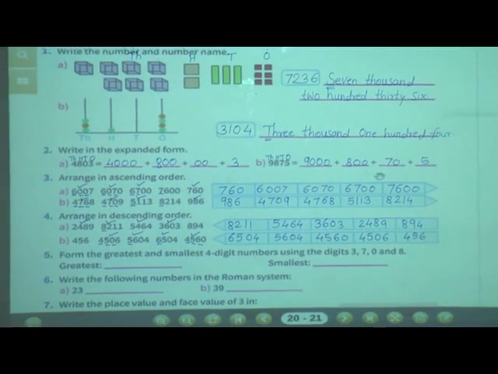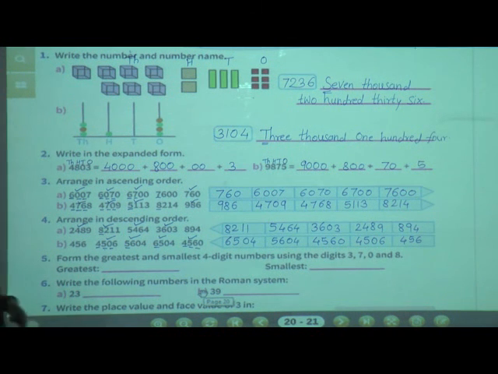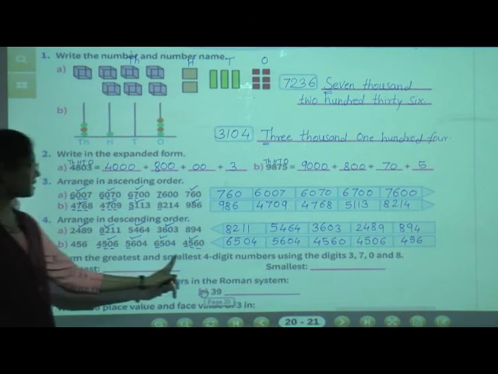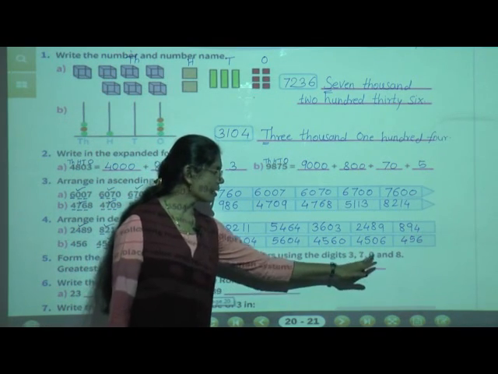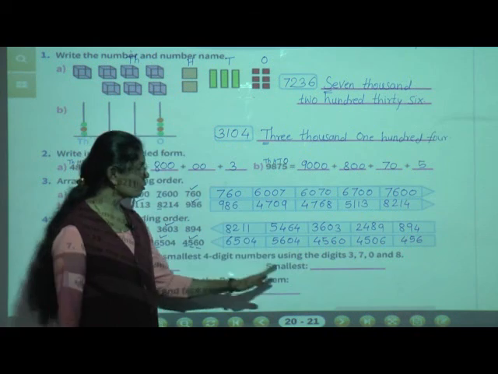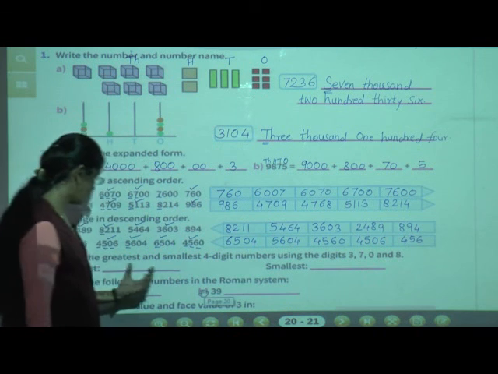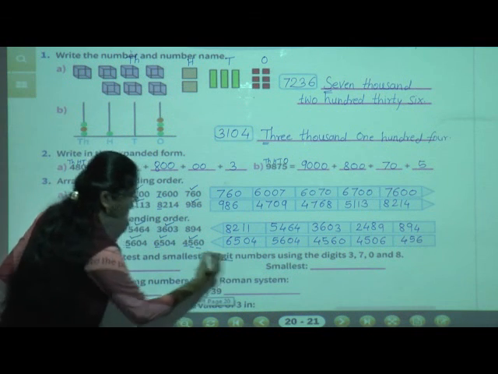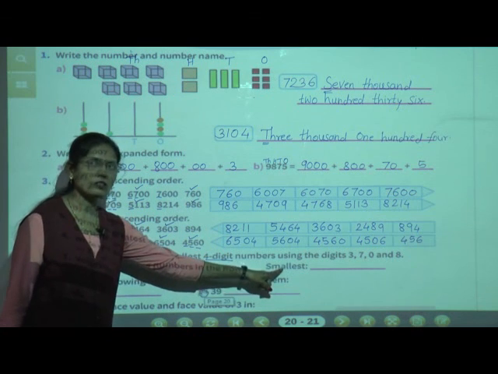The question is, form the greatest and smallest 4 digit numbers using the digits 3708. What is the question? Form the greatest and smallest 4 digit numbers using the digits 3708. Means what we have to do? By using these 4 digits, we have to form the greatest 4 digit number. Keep this in your mind. We have to make 4 digit numbers, the greatest 4 digit number and the smallest 4 digit number.